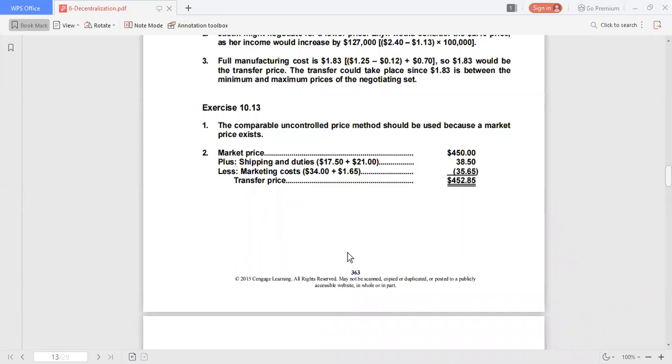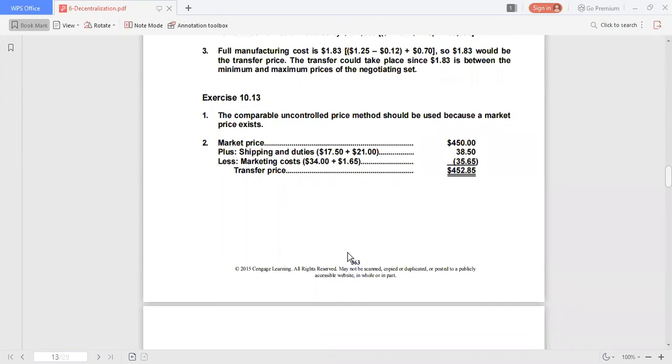When the dining room sets are sold externally, Jokasi Furniture spends $34 each for commissions and an average of $1.85 per dining room set for advertising. Which section 482 method should be used to calculate the allowable transfer price? And using the appropriate section 482, calculate the transfer price.